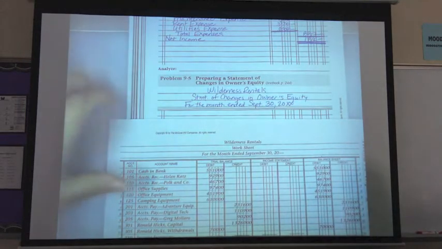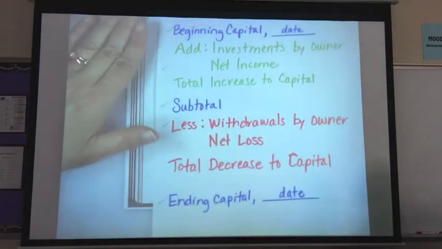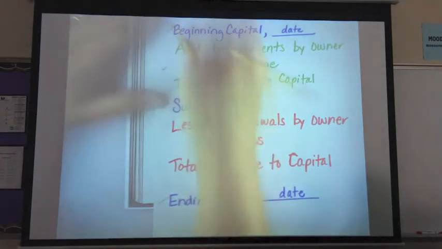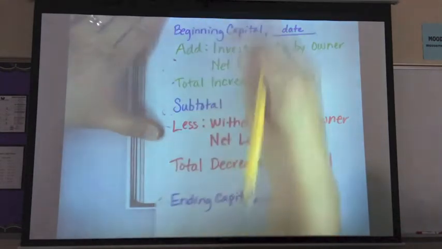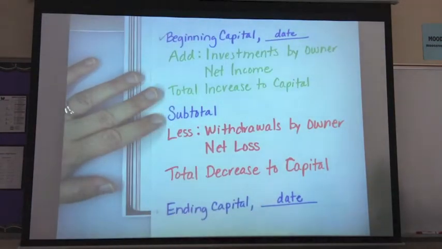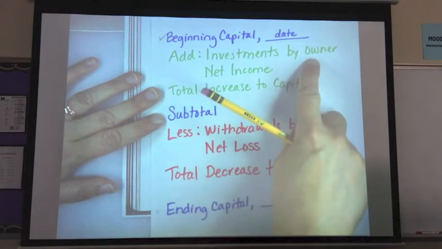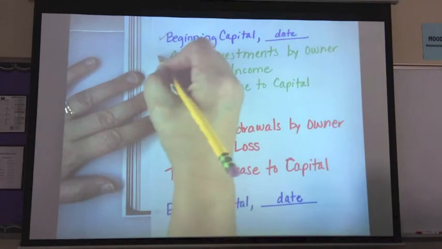All right, given our scenario, we have to decide which of these lines we're going to be using. I'm going to actually erase these check marks from before, and let's just think through this before we write anything down. First of all, do you need a beginning capital? Yep. Do we need an add investments by owner? Yes, in the instructions it said they invested $500.